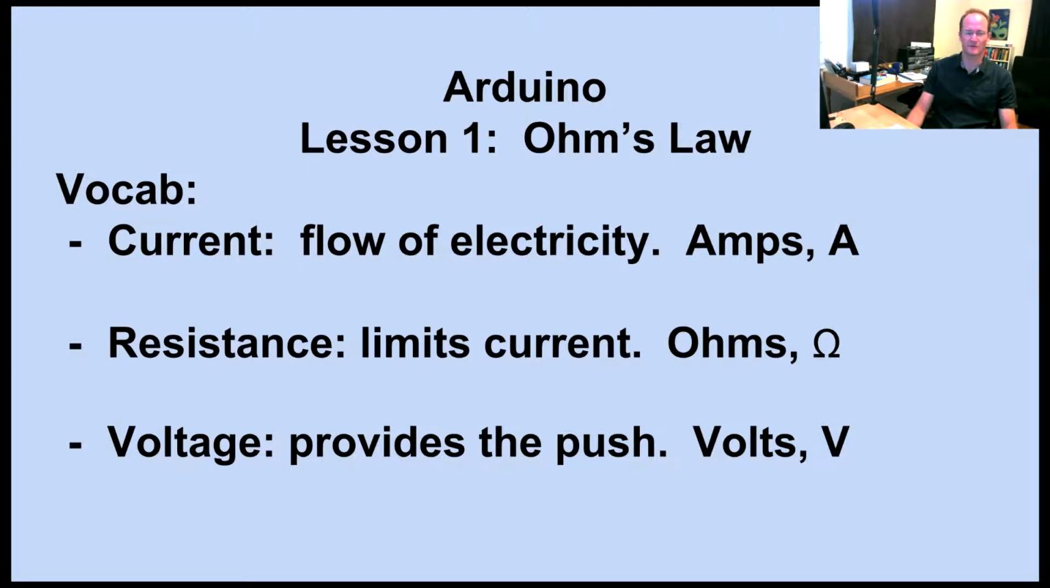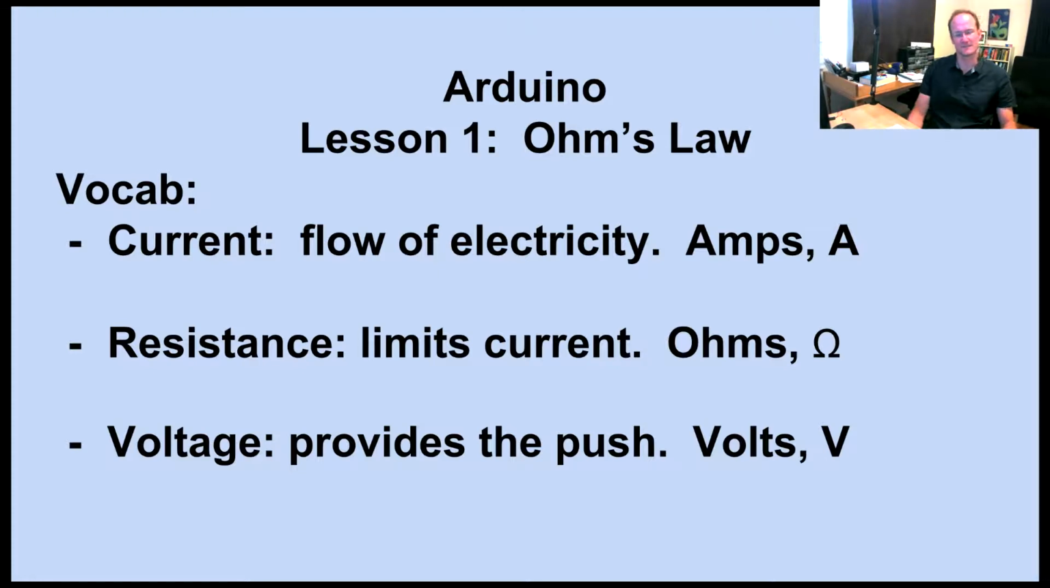Resistance limits the flow of current. It's measured in ohms. This can vary from a number less than 1 into the millions and millions of ohms. And voltage is what pushes on the current. It's measured in volts. A battery like we'll use in these videos might be 3 volts, or it might be something like 9 volts. Arduinos will push with 5 volts.